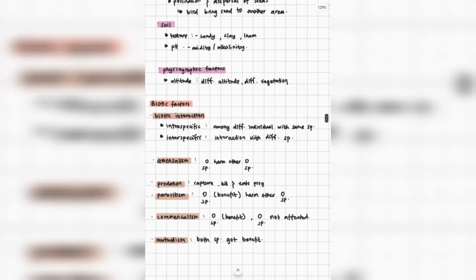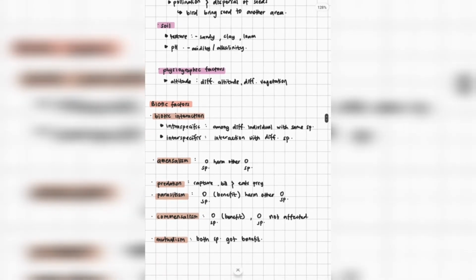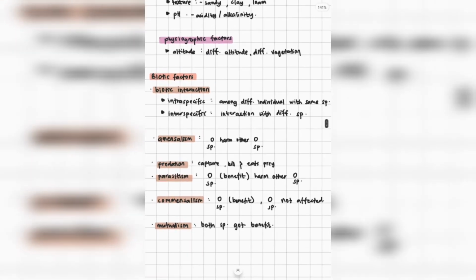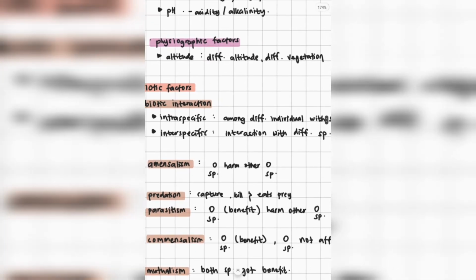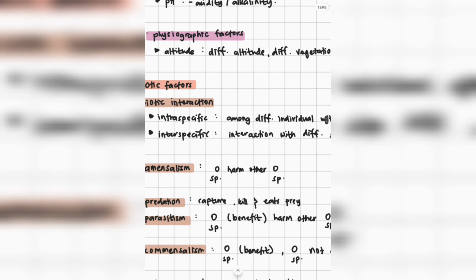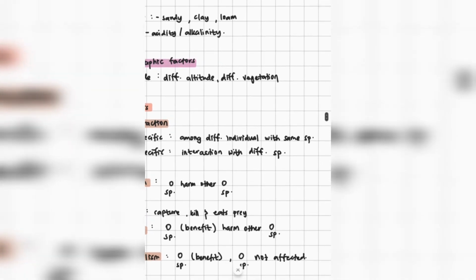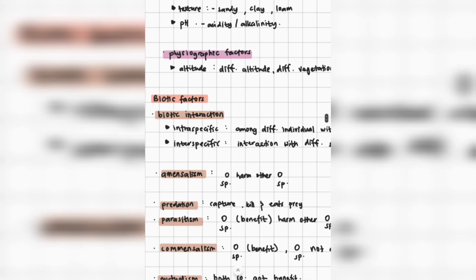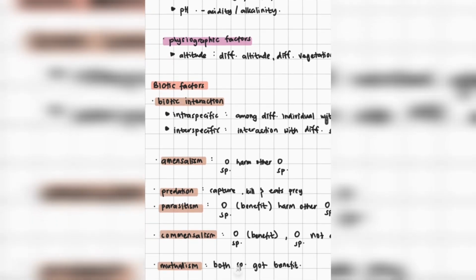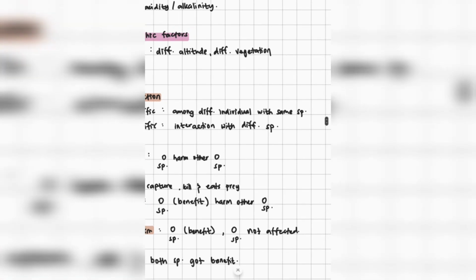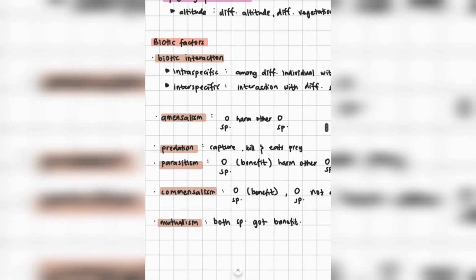Okay, the second factor is biotic factors. Biotic factors consist of biotic interaction, which consists of two interactions. Firstly, intraspecific interaction, which is the interaction among different individuals of the same species. And the second is interspecific interaction, between different species.